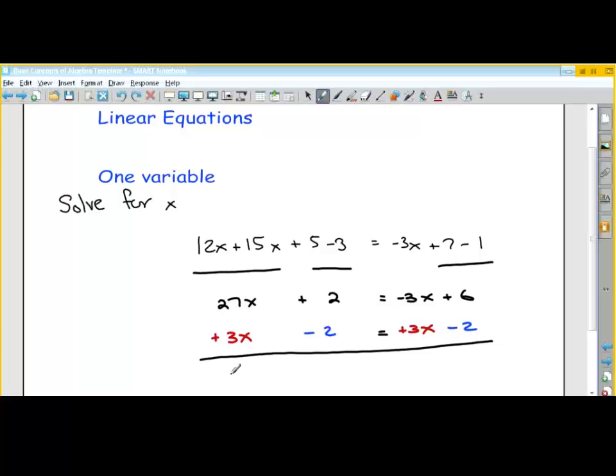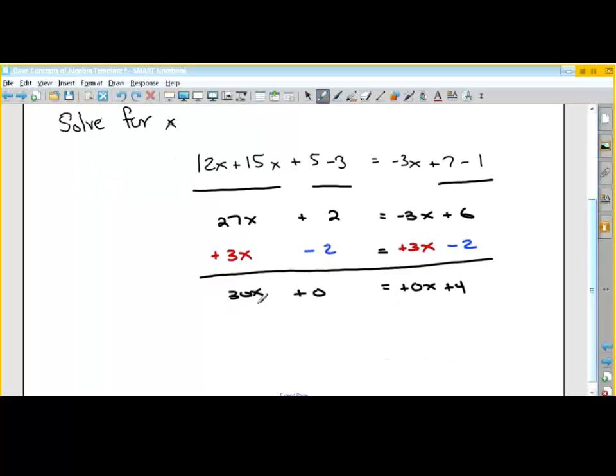And then you do the math. So you're going to take 27x plus 3x, which is 30x. This goes to 0. This goes to 0. And this becomes 4. So that's what it means to isolate the variable term. This is the variable term. Because this is 0, once you have 0 of something, you can just get rid of it, likewise here.